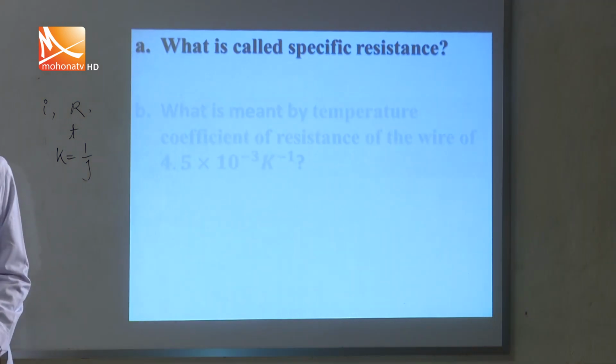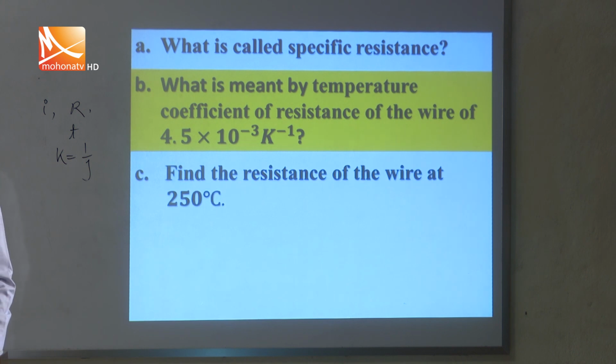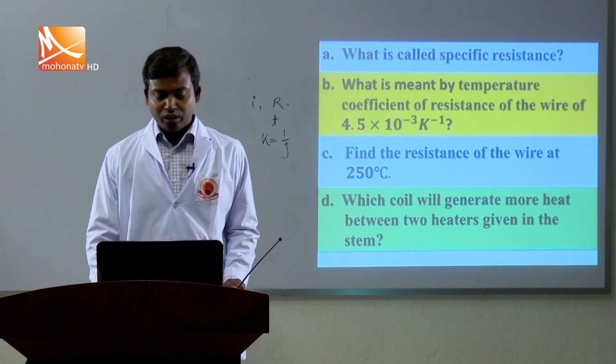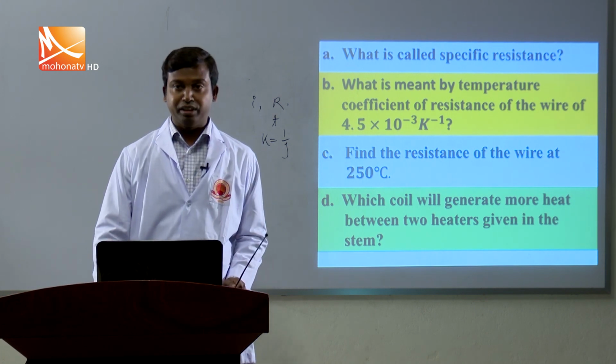What is called specific resistance? What is meant by the temperature coefficient of resistance of the wire, 4.5 into 10 to the power minus 3 per Kelvin? And find the resistance of the wire at 250 degrees Celsius, that means R theta. And finally, which coil will generate more heat between the two heaters given in the stem?